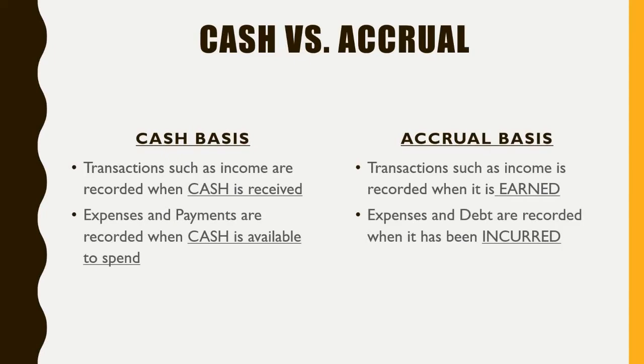So in accounting, we have two ways to record our transactions, whether we go through a cash basis or an accrual type of basis, okay? Well, in really straightforward terminology, cash basis is when you recognize revenues when cash is received, and you only recognize expenses when cash is readily available for you to spend, right?